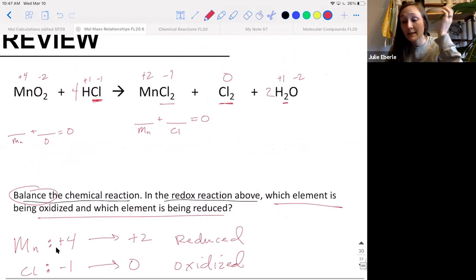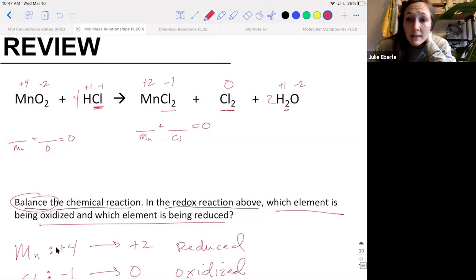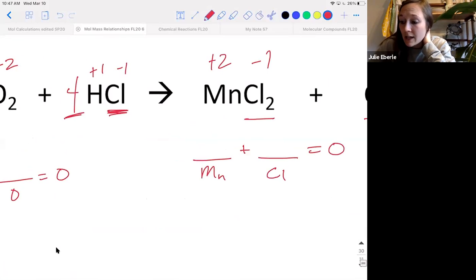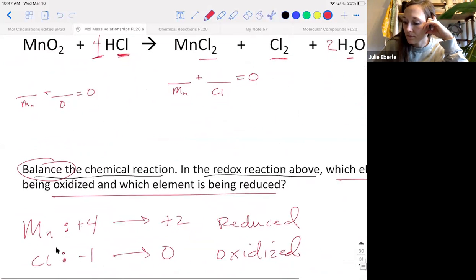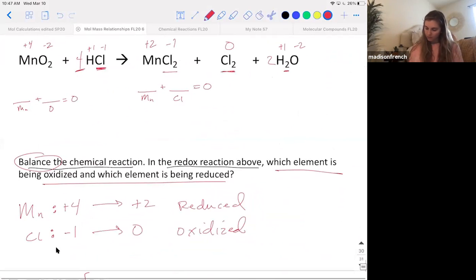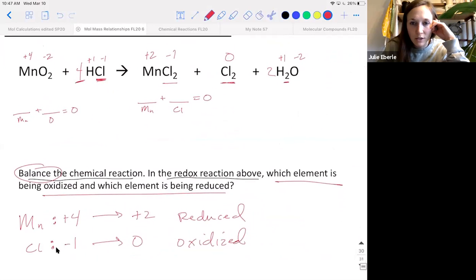And I think this is a great example because you can see sometimes you have the same element, but you've got to recognize you got 4 chlorine atoms here. So 2 of them are staying the same, 2 of them are actually being oxidized. But you would still say it's chlorine that's being oxidized. Okay. Okay, questions on this one?